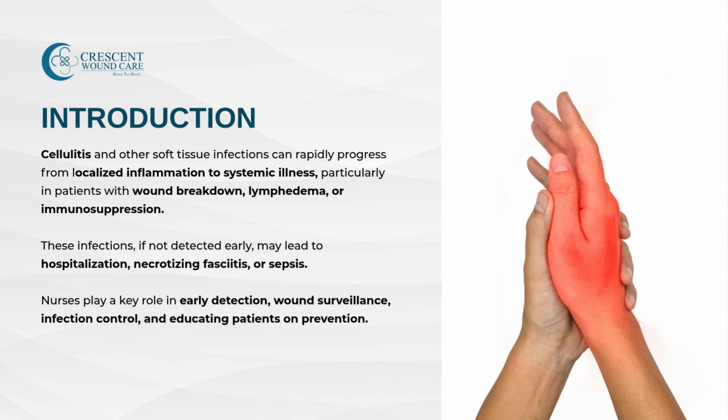The rising concern of soft tissue infections. Soft tissue infections are one of the most common complications of chronic and acute wounds. What may start as mild inflammation or redness can swiftly become severe, especially in high-risk populations. Why is this important? Because infections like cellulitis don't just stay local. They can spread to lymph nodes, bloodstream, and even underlying fascia or muscles, leading to serious outcomes like necrotizing fasciitis.